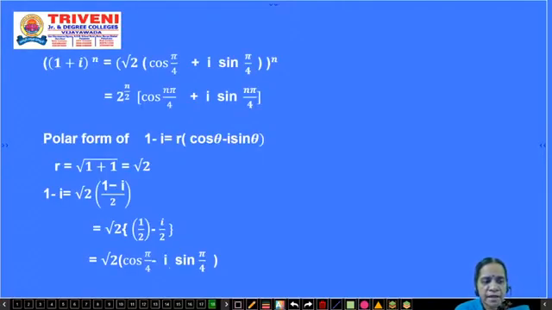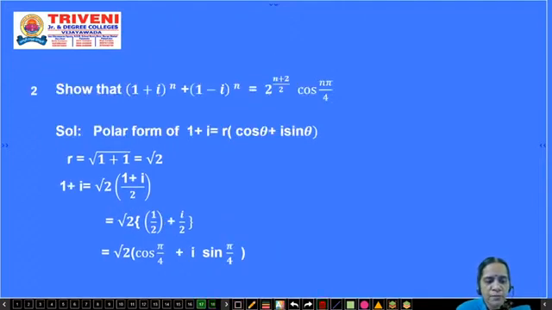And then (1 + i) to the power n is equal to root 2 into (cos pi by 4 + i sin pi by 4) whole power n. Whole power n means that this n can be multiplied in the angle form: cos n pi by 4 + i sin n pi by 4. So it is 2 power n by 2 into (cos n pi by 4 + i sin n pi by 4).